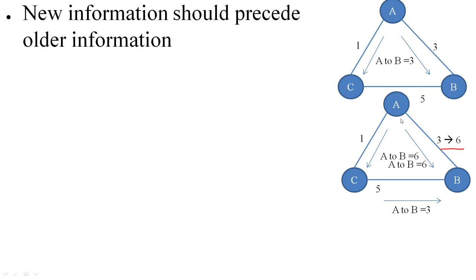So A is now sending new information saying that the A to B cost is 6. So that information has now reached B and it has also reached C. But prior to C acting on it, let's say C had already sent the old information to B. So B has received this first. After this, it has received this A to B cost is equal to 3. So should it act on this or should it act on this? How does it know which one is the newer information? How would you solve this problem?